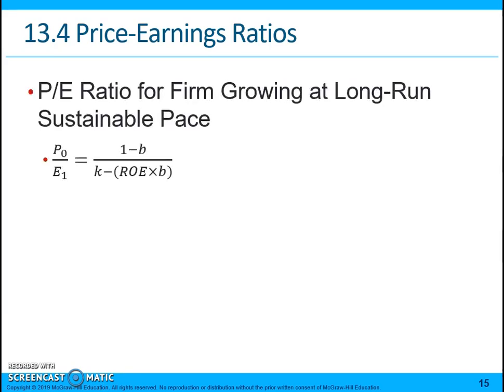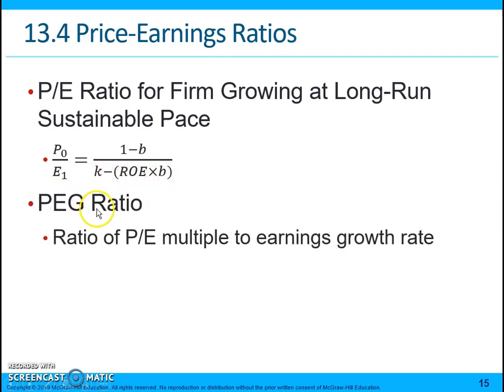So if we have a firm that's growing at a long-run constant pace, we can simplify the PE ratio into the dividend rate, 1 minus b, or 1 minus the plowback ratio, divided by the market capitalization rate minus the growth rate, ROE times the plowback ratio.